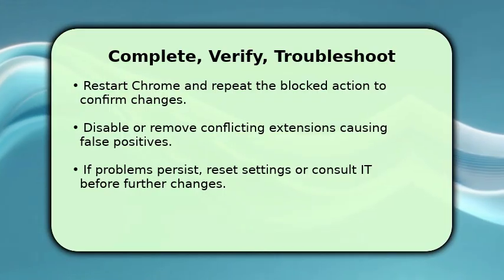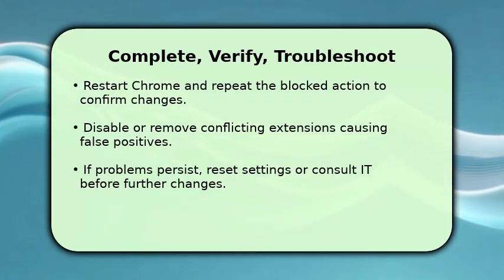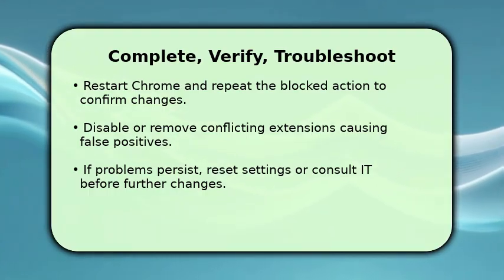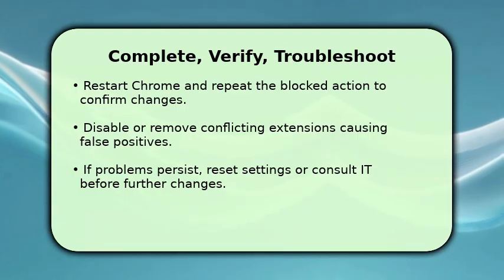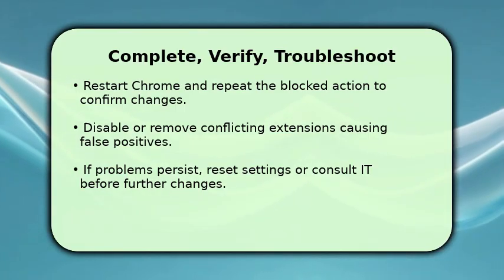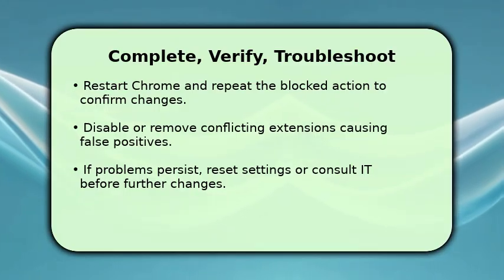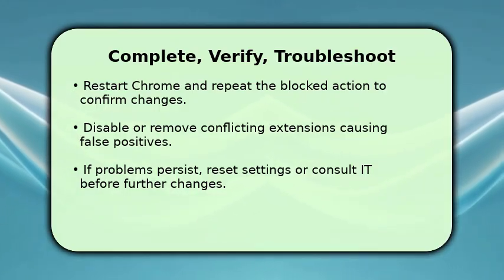As a last step, reset Chrome settings to defaults if misconfiguration persists, and if this is a managed device, contact IT. Troubleshooting tip: if a file remains blocked, scan it with multiple reputable antivirus engines rather than turning off protections.